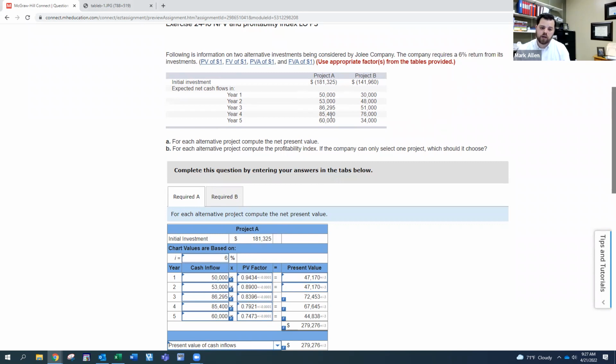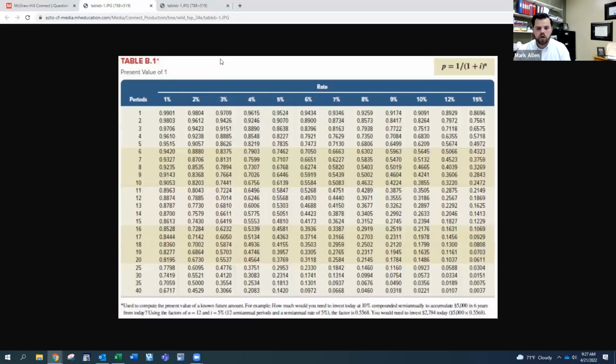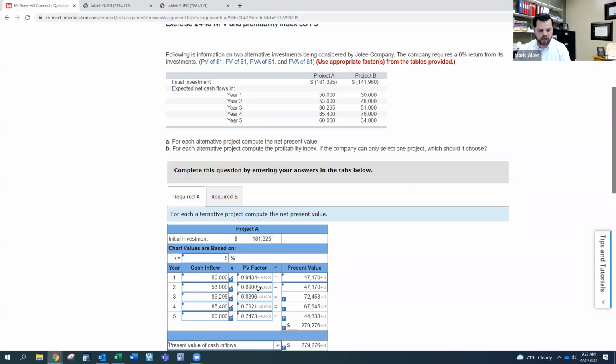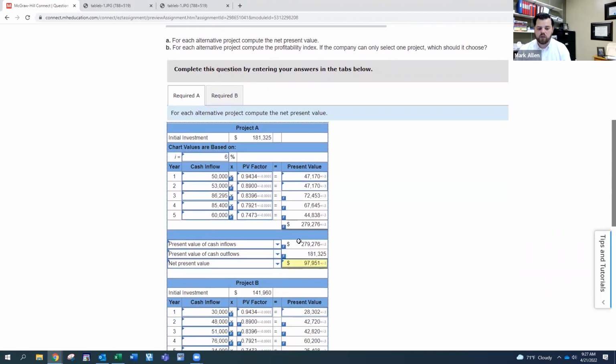Once again, these are not the same numbers. So we're going to have to come in, we're going to use our present value of a lump sum of $1. We're going to come over to 6%, and we're going to go and grab these 5 values, 0.9434, 0.8900, 0.8396, etc. At that point, we'll multiply across. That'll give me the present value of the cash inflows. Then I remember, okay, well, it cost me $181,000 right now, today, to actually get this. So I do end up with positive NPV of almost $98,000. That's good. That's a good thing.